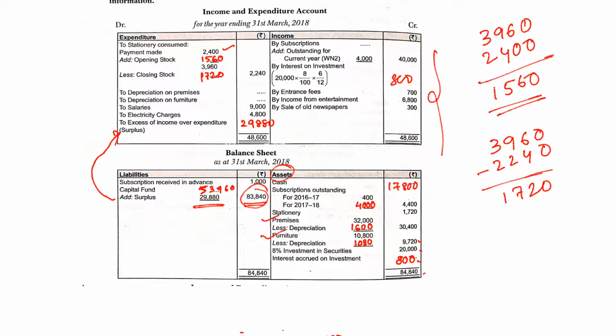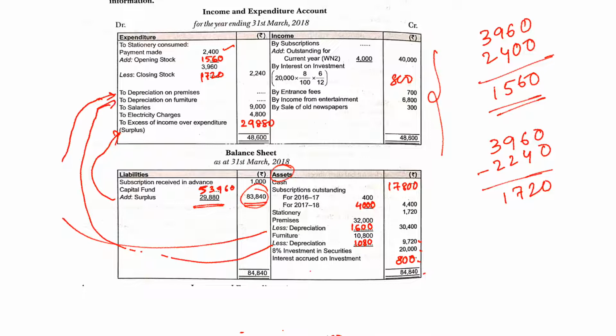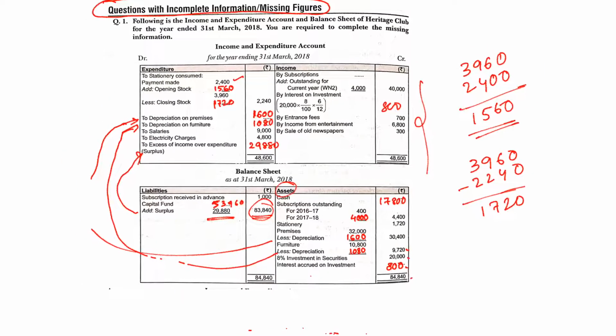So now that value comes. Here it is written depreciation on premises, depreciation on furniture. Look at that picture here. Premises depreciation. Furniture depreciation. The value is here, the value is here, but that value is not there. So you put that value here, 1,600. Then 1,080. The overall picture is already done. This is the answer of that question, and you get 6 marks.